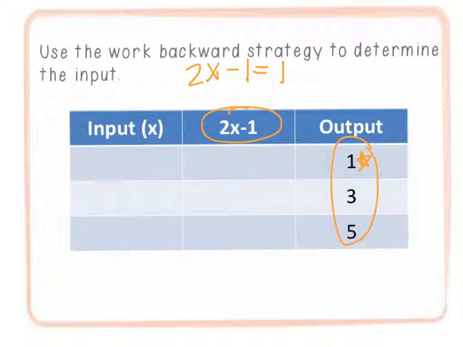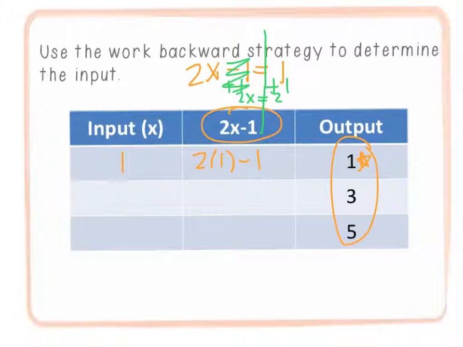Okay, I'm going to put a wall here because I notice this is a two-step equation. Plus 1, plus 1. That cancels this out, and that leaves me with 2x equals 1 plus 1 is 2. So what times 2 would give me 2? Well, 1. So my input is 1, and then I'd show my work. 2 times 1 minus 1 would give me 1.